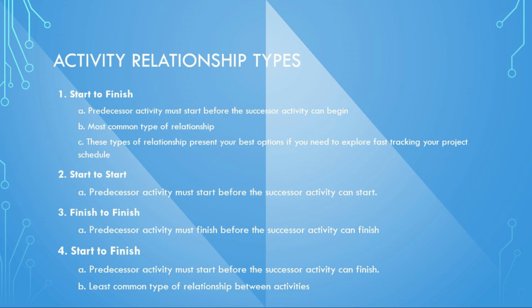It should also be noted that if you find yourself in a situation where you'll need to explore fast-tracking your schedule, these relationships will offer the greatest opportunity to get back lost time in a schedule because they are not built with any overlap. A start-to-start activity relationship is where the predecessor activity must start before the successor activity can start. A finish-to-finish activity relationship is where the predecessor activity must finish before the successor activity can finish. A start-to-finish activity relationship is where the predecessor activity must start before the successor activity can finish. This is the least common type of relationship.